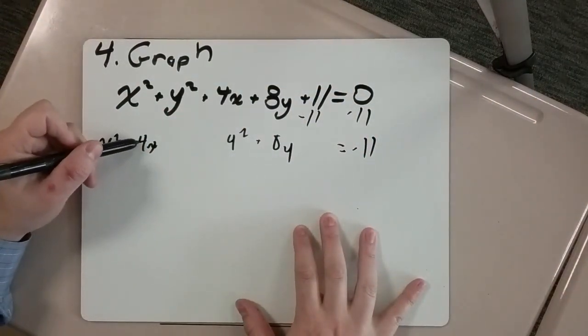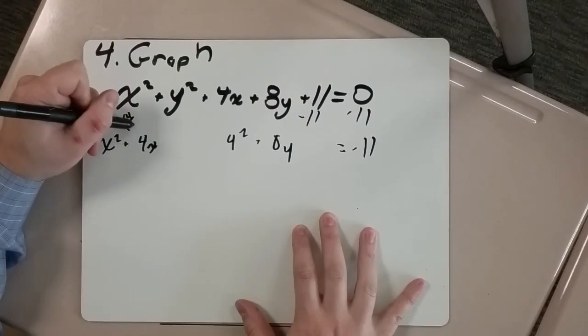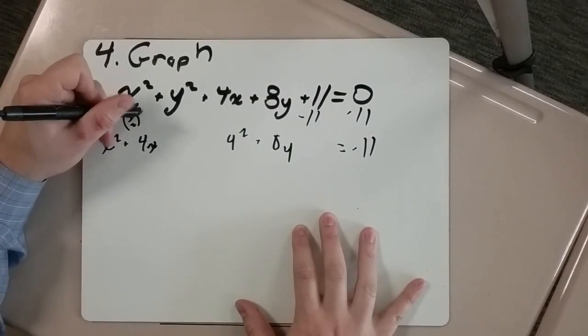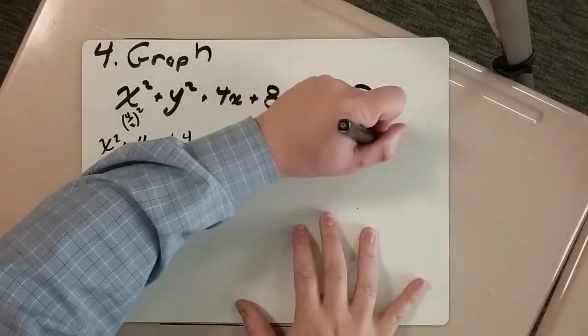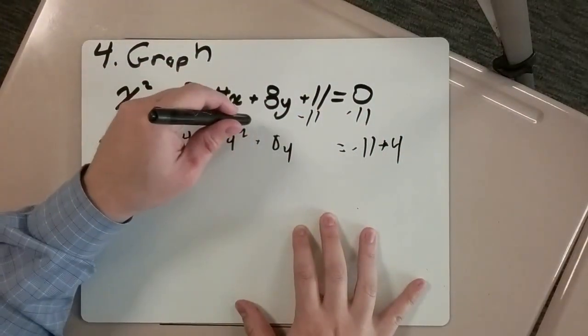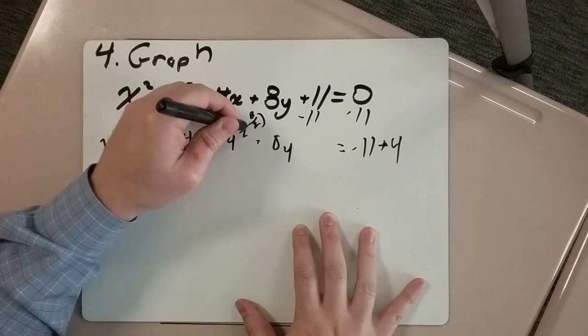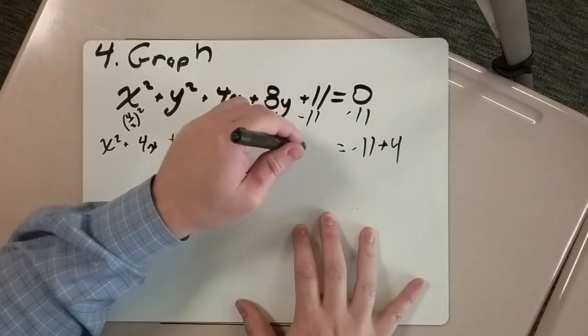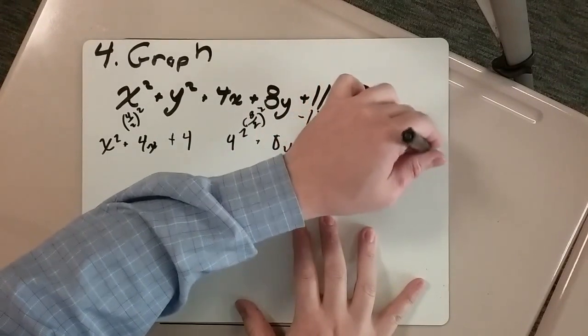Now I have to divide this by 2 and then square it. So 4 divided by 2 then squared is 4. Now I have to add 4 to this side. Then I have to do that here as well. 8 divided by 2, then square it. And I add 16 to both sides.